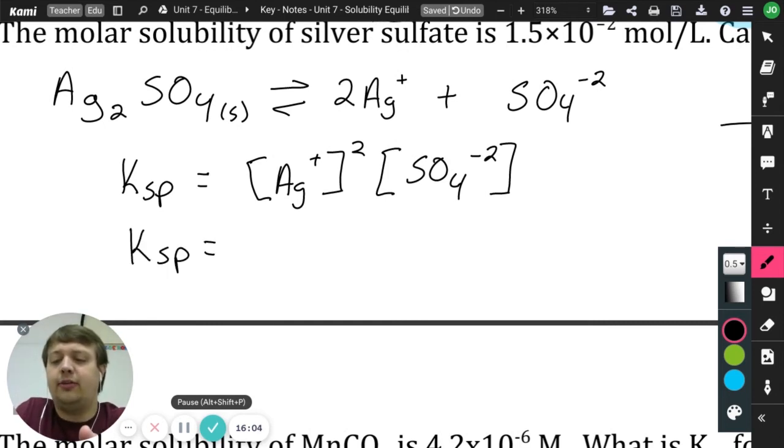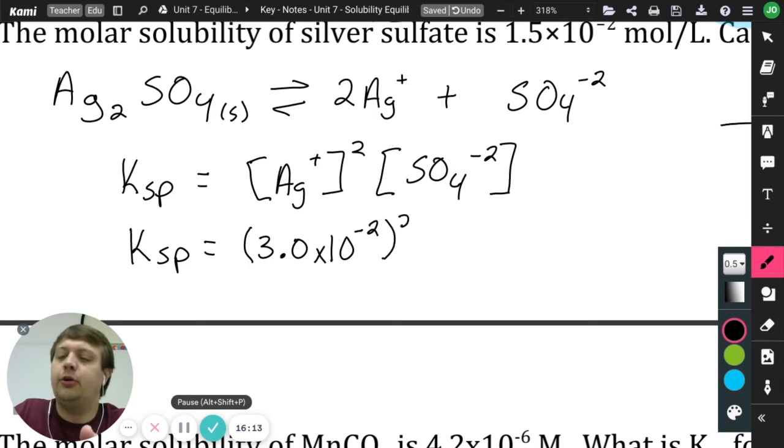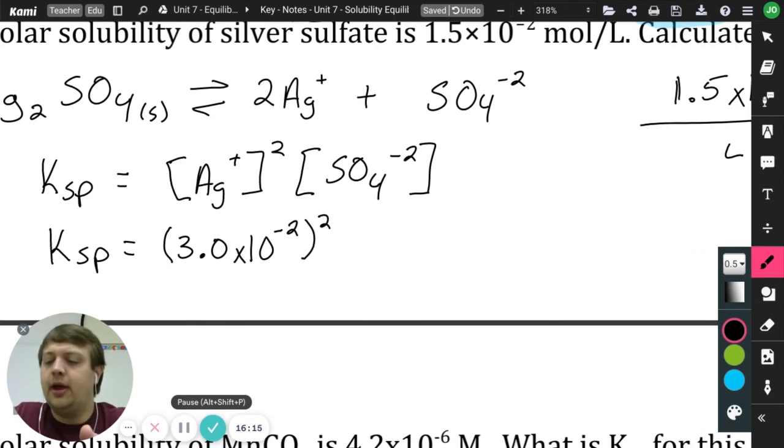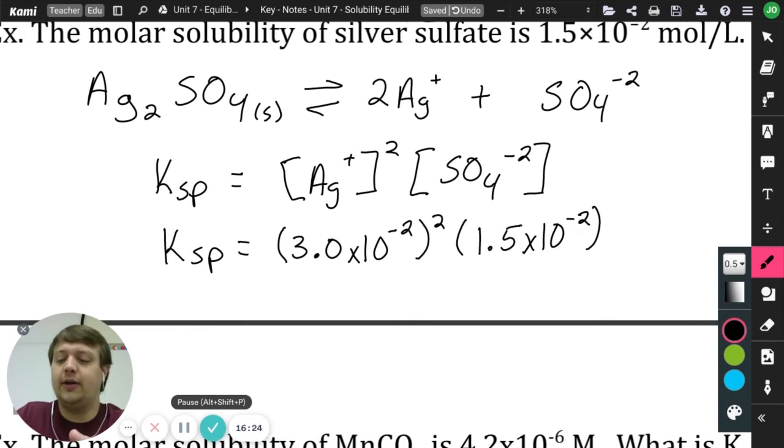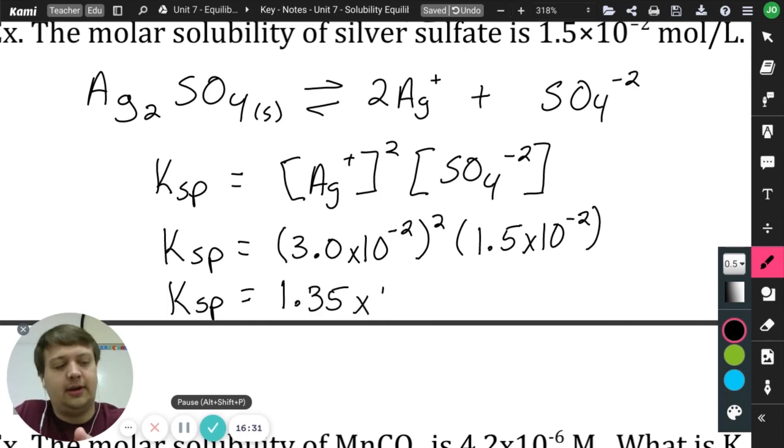So now I just plug in my numbers. So my KSP equals, I found that the concentration of silver was 3.0 times 10 to the negative 2. I'm going to square that. And the concentration of my sulfate was 1.5 times 10 to the negative 2. And then we're just going to plug those numbers into our calculator and solve, and we'll find that our KSP equals 1.35 times 10 to the negative 5. And that would be our answer.